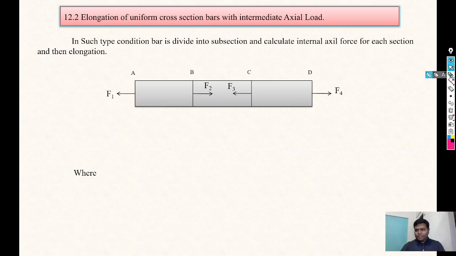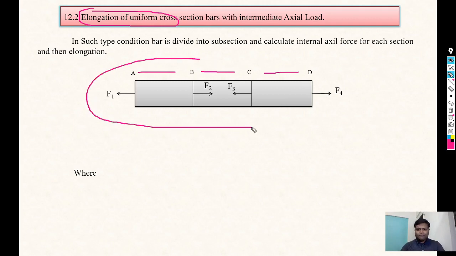So the basic numerical is to calculate the elongation of the cross section bar, but the main thing is that whatever bar is given to us, that bar is divided into subsections. That is A to B is the first section, B to C the second section, and C to D the third section. I have taken this simple diagram as an example only. This whole section A to D is divided into three parts, A B, B C and C D.